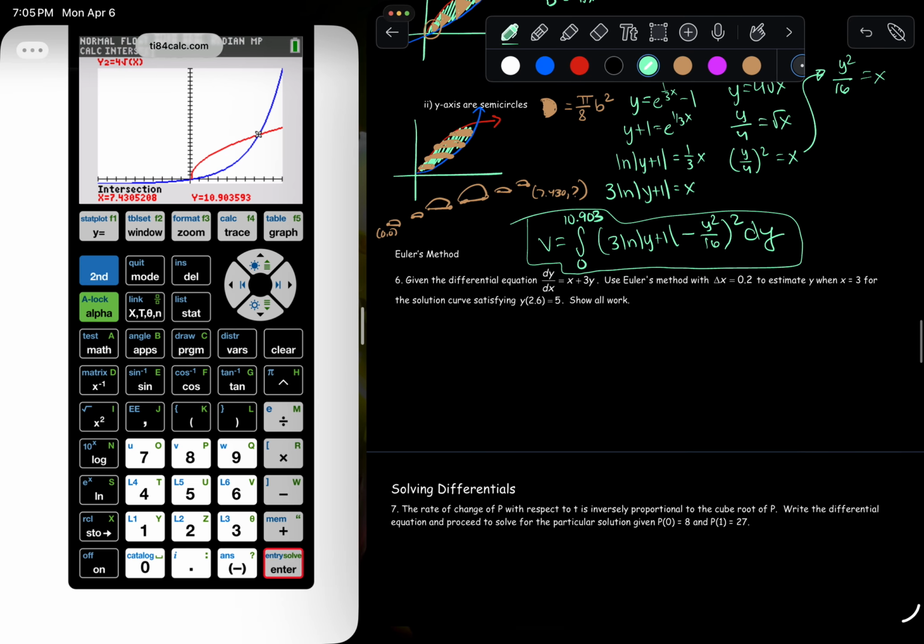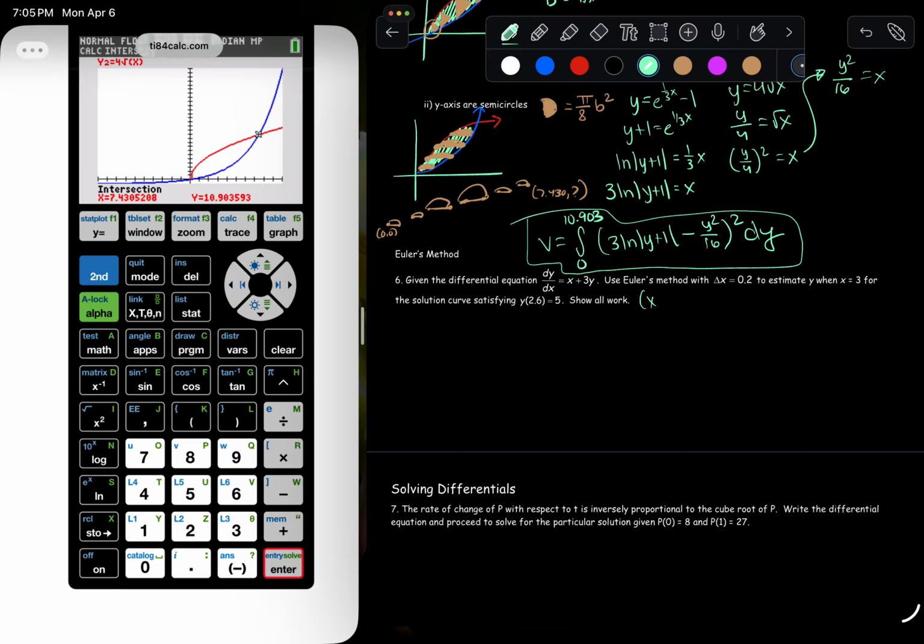All right, number 6 is Euler's method. So we're going away from cross sections and revolutions, 3-dimensional shapes. So given the differential equation dy/dx is equal to x plus 3y, use Euler's method with delta x equals 0.2 to estimate y when x is equal to 3 for the solution curve satisfying y of 2.6 equals 5. Show all work. Okay, so for this one, you want to notate some of the things that you're given.